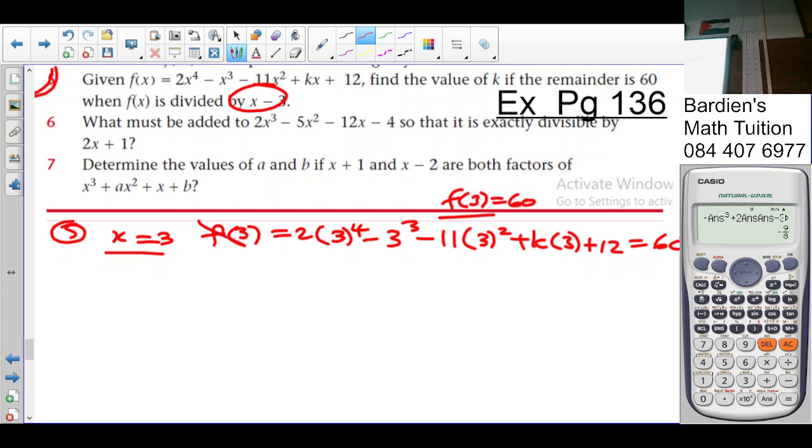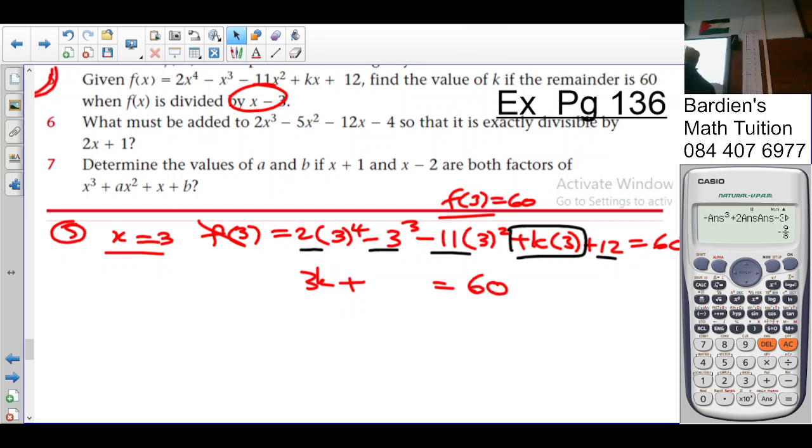So I'm going to work out everything on the side, and I'm going to leave out 3k. Now I'm not going to put 3 as an answer, so it's just one button I'm pressing. So it's 2 times 3 to the exponent 4 minus 3 to the exponent 3 minus 11 times 3 squared plus 12. That gives me an answer of 48. So 60 minus 48 is 12, I think.